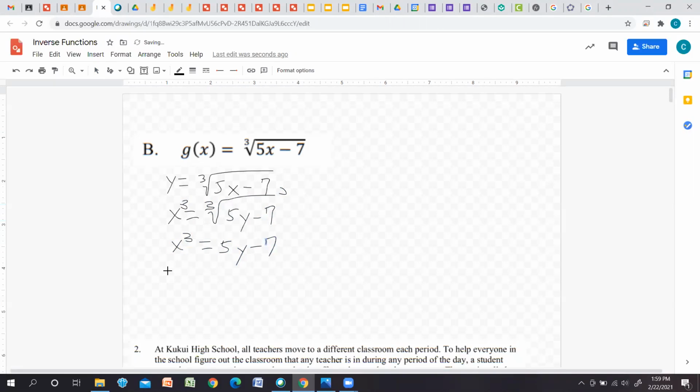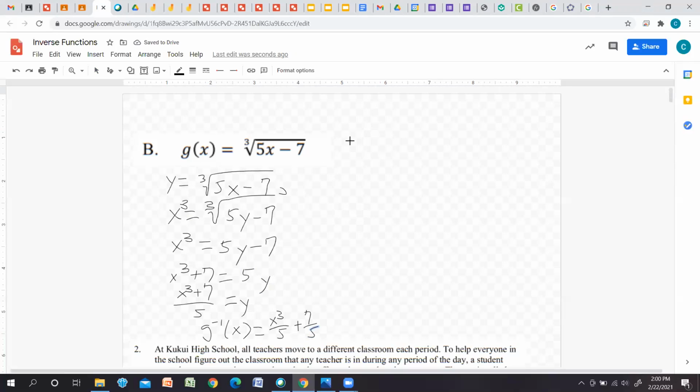We add 7 to both sides, so we get x cubed plus 7 equals 5y. Then we divide by 5. Right? y equals x cubed plus 7 over 5. So the inverse function will be g inverse of x, and this is the inverse function. However, we can distribute that over 5. So it's x cubed over 5 plus 7 over 5. So these are the same thing, but you could write it either way.